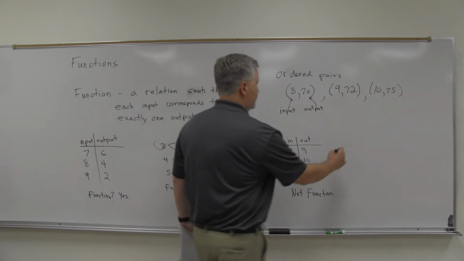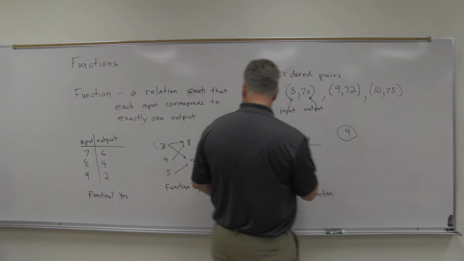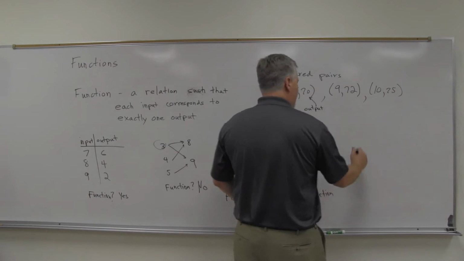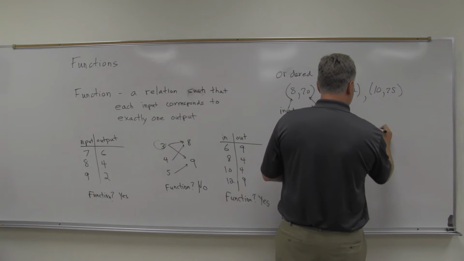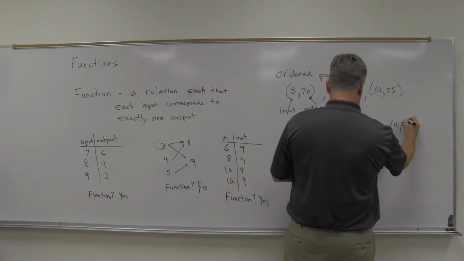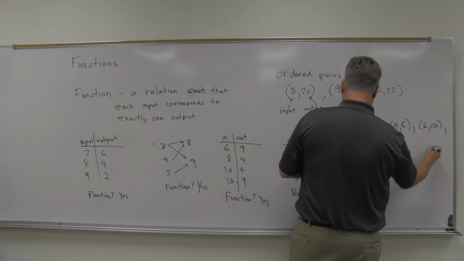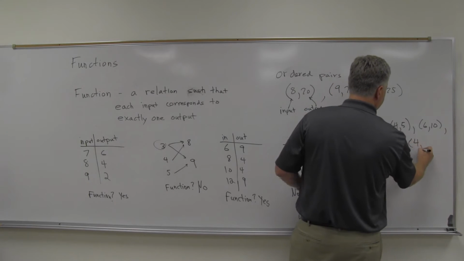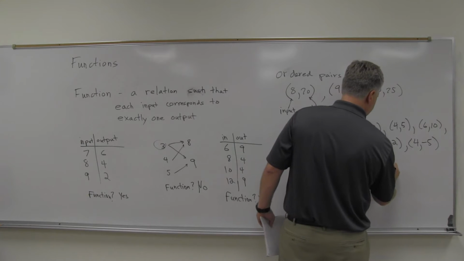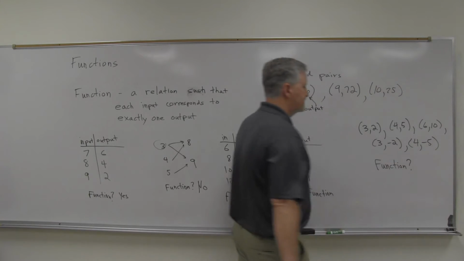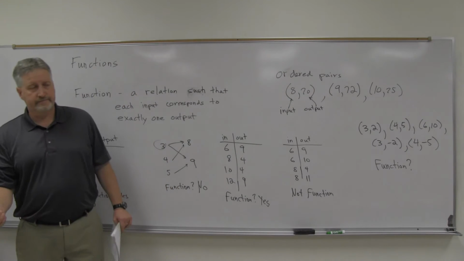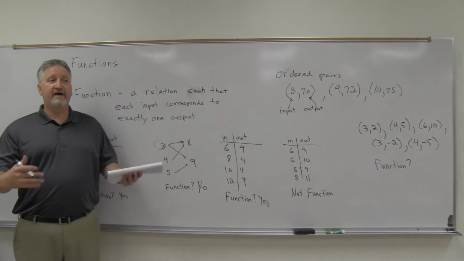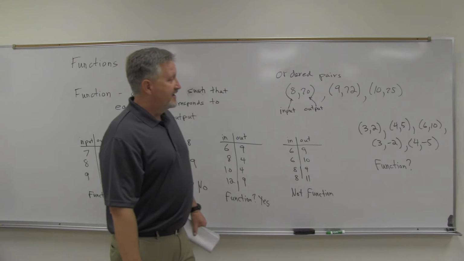All right, what about this one? So we got 3, 2. This one's the ordered pairs. 3, 2, 4, 5, 6, 10, 3, -2, and 4, -5. Is that a function? No. Same deal, right? If we consider the first number in the pair the input and the second one the output, you can't have a duplicate input, essentially what it means.